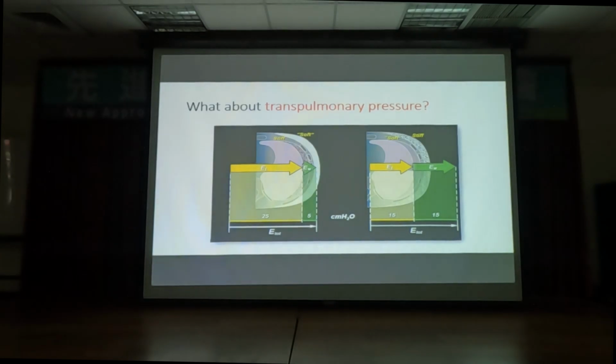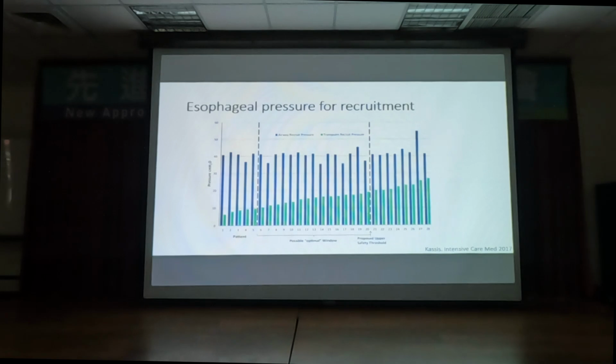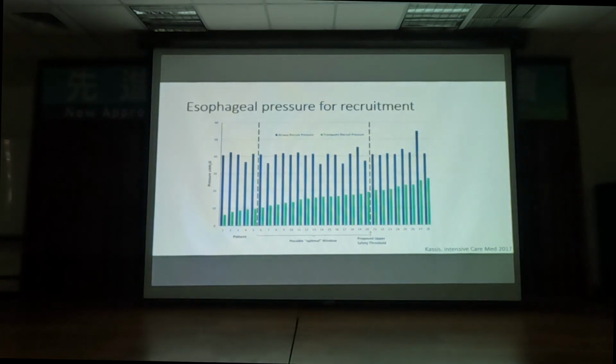What about transpulmonary pressure? It has been shown that if you apply 30 centimeters of water, for the same lung it can be 25 in the lung, or it can be only 15, if 15 are needed to expand the chest wall. And why is esophageal pressure great for recruitment? Look here. The proposed threshold for esophageal pressure recruitment is 20 centimeters of water of transpulmonary lung pressure. But this can be achieved in ARDS patients with 35 of airway pressure, but also with 45. And you don't know. This is why it is great to have an esophageal catheter inside.